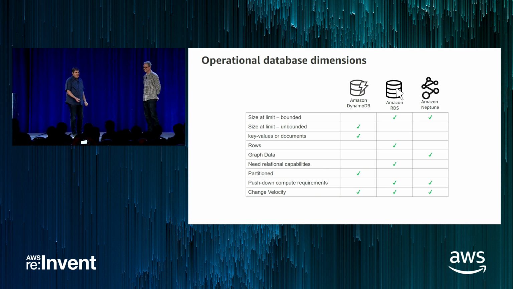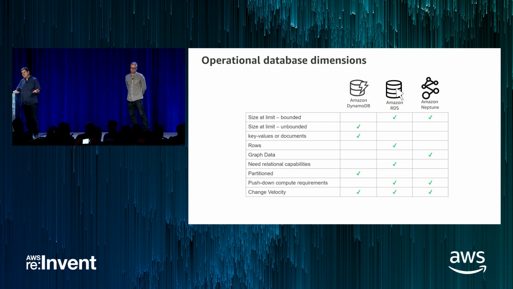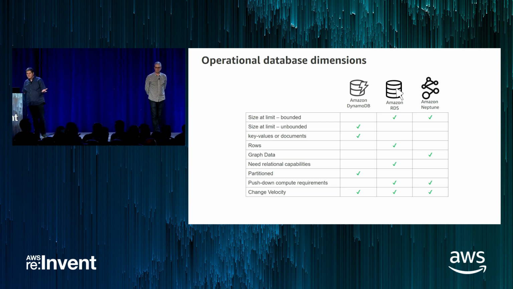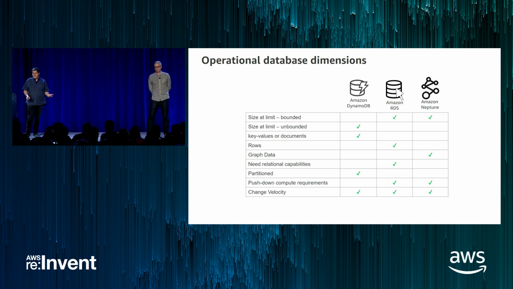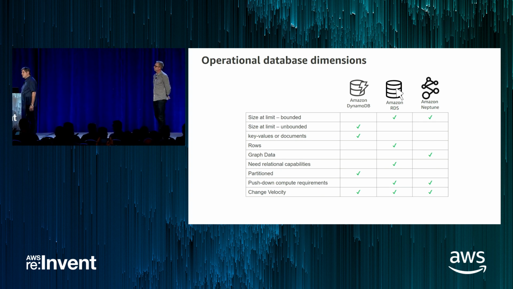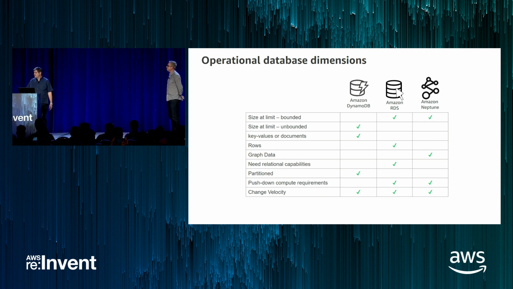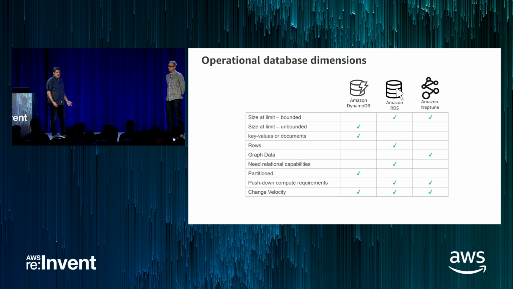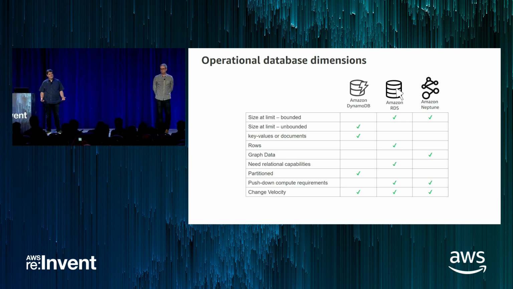So operational databases and the dimensions that you look at. We look at the size at limit. Is it bounded? Is it unbounded? If you really have data which is unbounded, you really should think about a system that can give you constant performance regardless of size. If you have a database where the performance gets slower and slower the bigger it gets, then you're not going to have constant performance. So that's a problem.